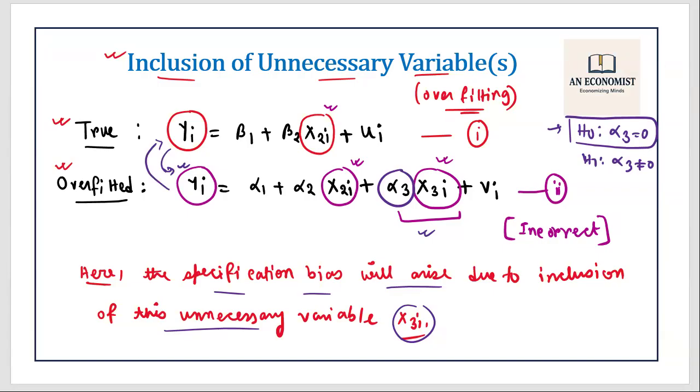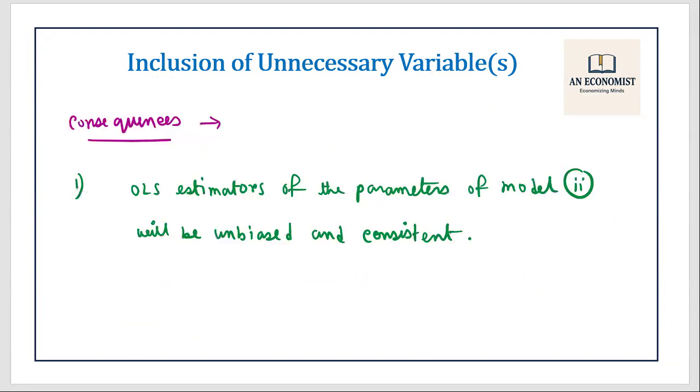Now, if this situation arises, what will be the consequence in your study? I have listed all the consequences here. Remember one thing: the consequences of the inclusion of unnecessary variables will be less severe than the consequences that we have talked about in the omission of relevant variable.